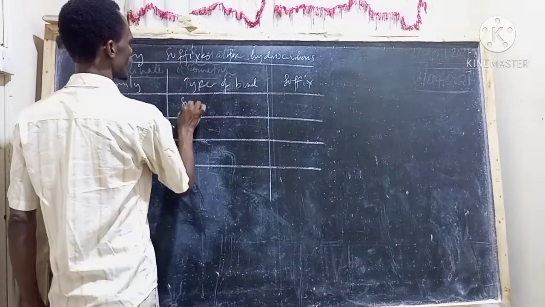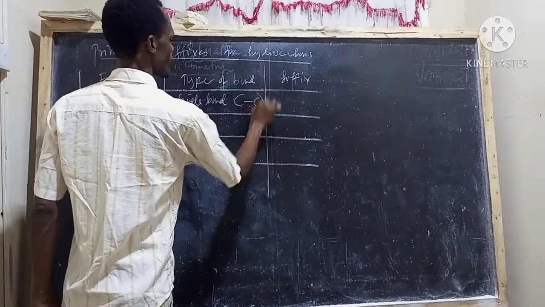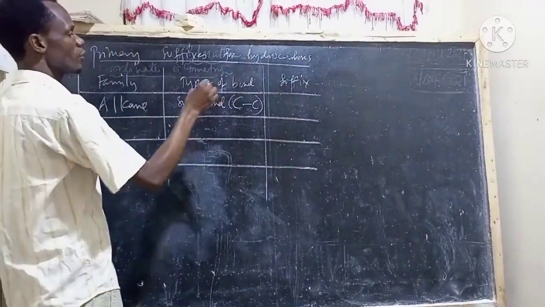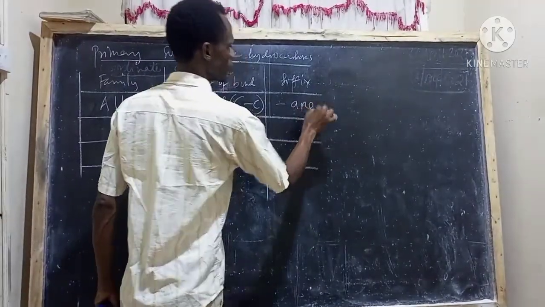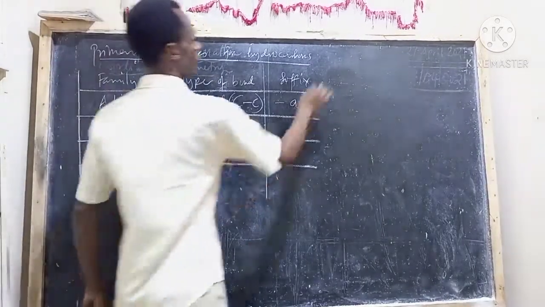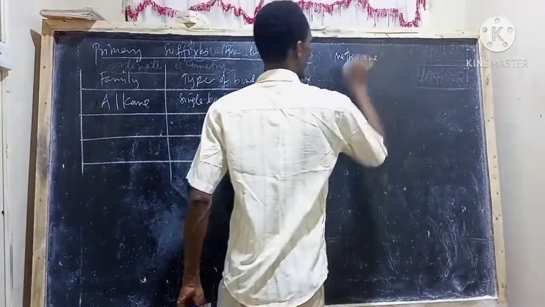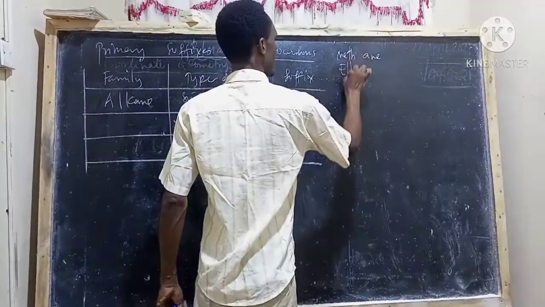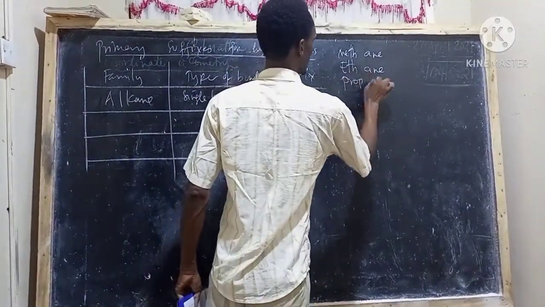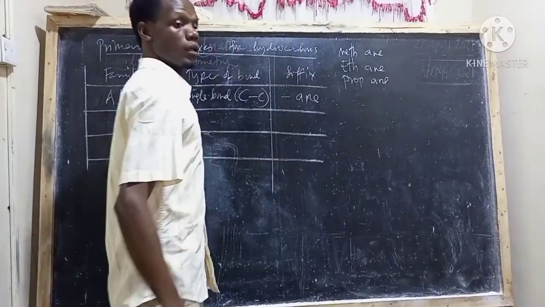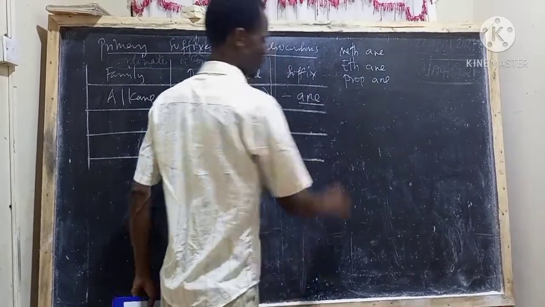the bond is single bond. That is carbon to carbon single bond. But the suffix that you should add is A and E. That is why we have methane, meth, then methane. Then we have eth, then ethane. Then we have prop, then propane. Kwa hiyo zile za alkane tunatumia A and E.